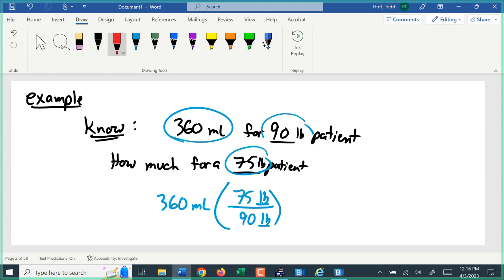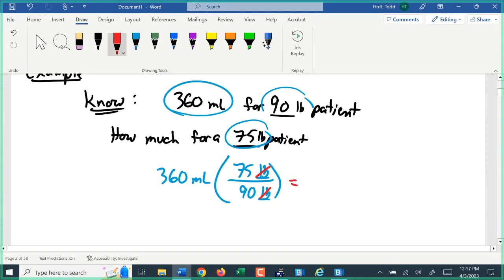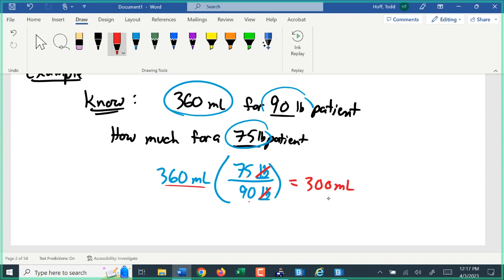Because, as we said, as long as these units are the same, they cancel out, and it's still an accurate ratio of the size of the patient. So here we would do 360 milliliters times 75 divided by 90, which is going to be 300 milliliters. So the new patient, the 75-pound patient, would get 300 milliliters.